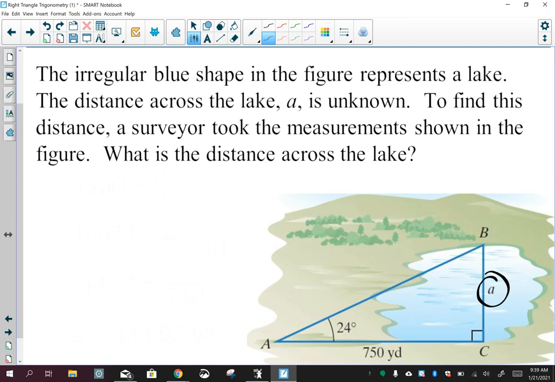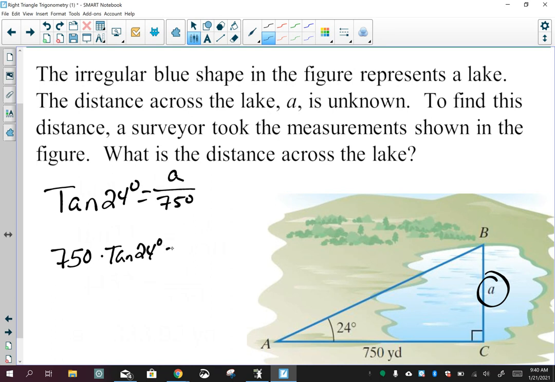If I'm standing here and I'm looking straight across, that's going to be opposite, and I have an adjacent, so that's tangent. So the tangent of 24 degrees is opposite over adjacent. Now I'm going to solve this for that A. I'm going to multiply both sides by the 750 yards, so 750 times tangent of 24 degrees is equal to A.